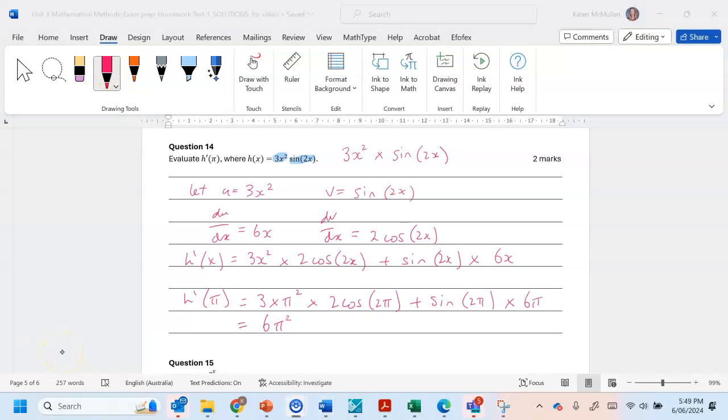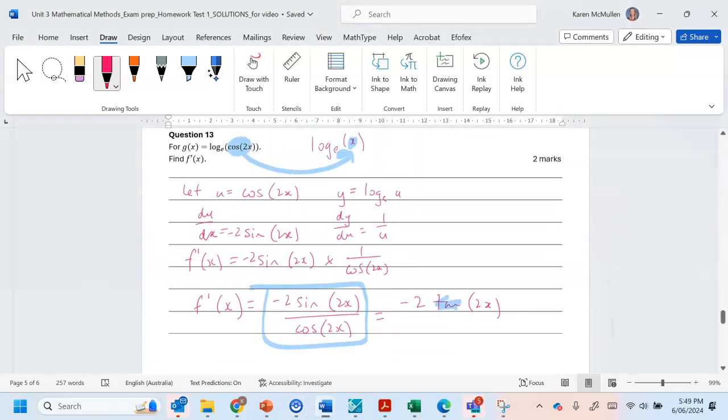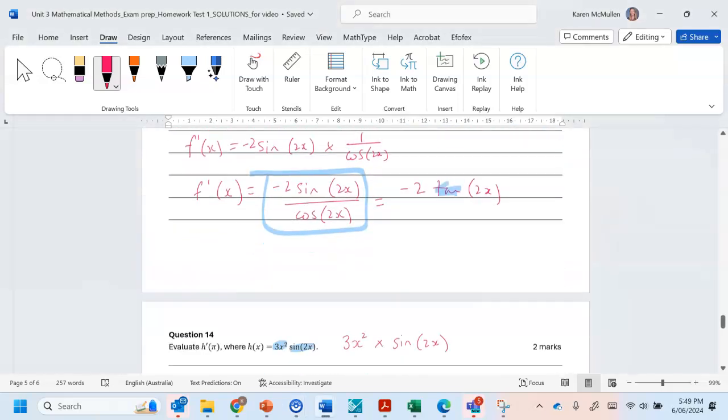All right, sorry, I'll just start again because the cleaners came in. So 3x squared times sine 2x. So you can clearly see we've got a product function here. So we've got two functions multiplying each other. So a little bit different to the previous one, which was a composite function.